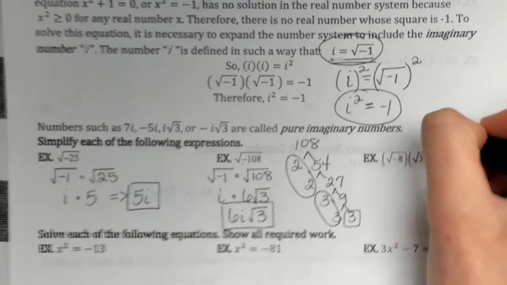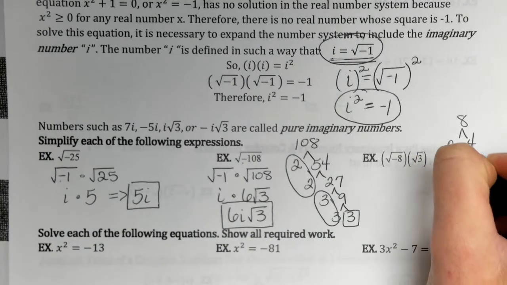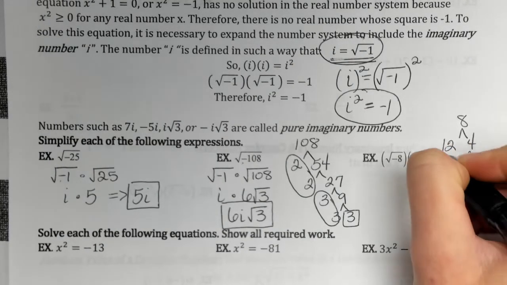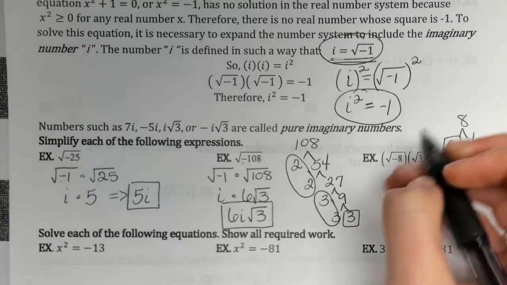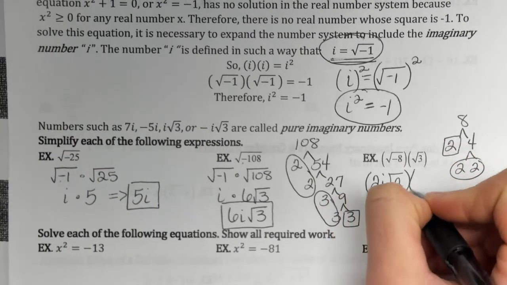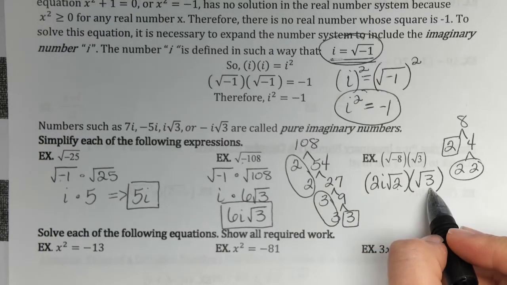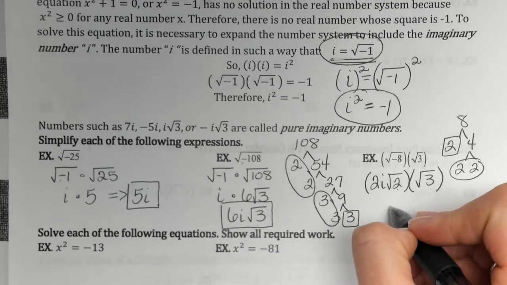Okay, so we know 8 can break down: 2 and 4, 2 and 2. So the square root of 8 is 2 square root of 2, but we got this i. So this is really 2i square root of 2 times square root of 3. Okay? So then what am I multiplying from there? Square root of 2 and square root of 3.